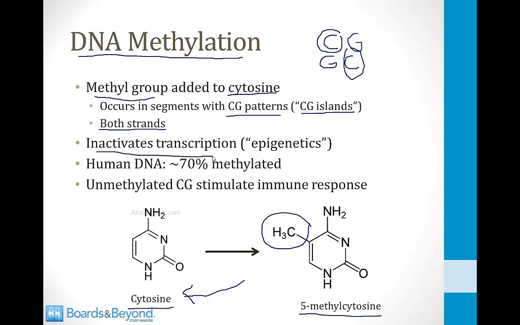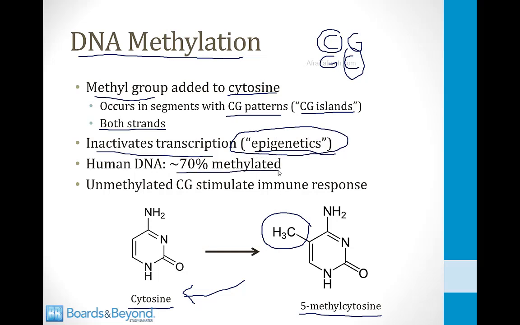This is part of a bigger subject called epigenetics. Epigenetics is the study of the way our genes are turned on or off. So you can have the same genes as someone else, but another person may have them turned on and you may have them turned off. That's the result of different epigenetics between you and another person. Human DNA is about 70% methylated.